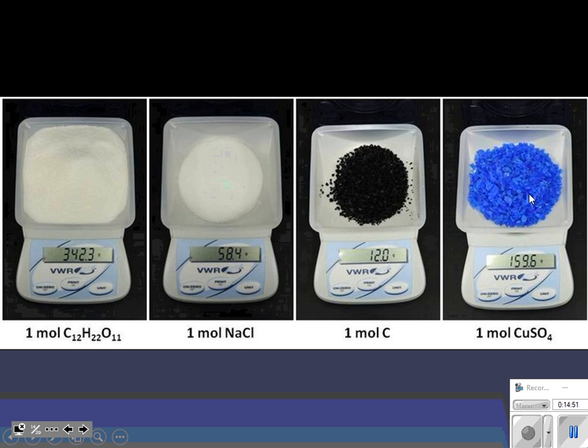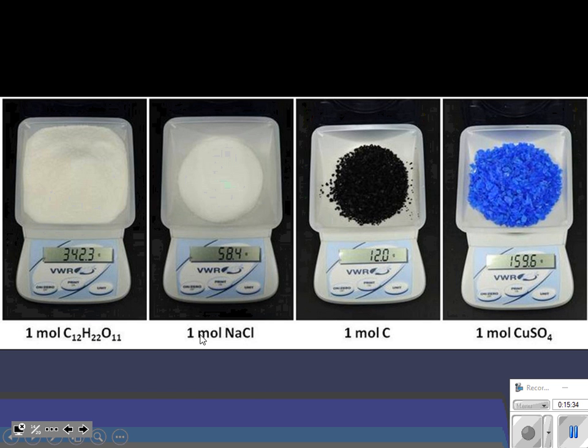How many particles? 6.022 times 10 to the 23rd. How many particles here? 6.022 times 10 to the 23rd. How many particles here? 6.022 times 10 to the 23rd. Ladies and gentlemen, are we getting this? 1 mole of any substance has 6.022 times 10 to the 23rd particles. So 1 mole of any substance has Avogadro's number of particles.